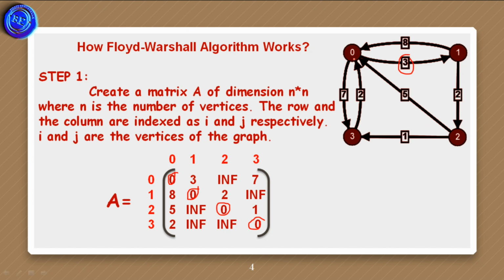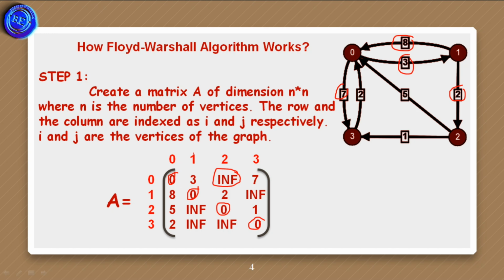From 0 to 2, we didn't have any direct edge, so I represented it as INF. INF is nothing but infinity. As the symbol is not possible, I represent it as INF. And from 0 to 3, the edge value is 7. Here you can see that. From 1 to 0, the edge value is 8, and from 1 to 2, the edge value is 2. And from 1 to 3, there is no edge, so I represented it as infinity.